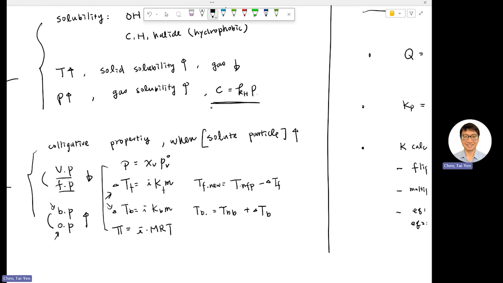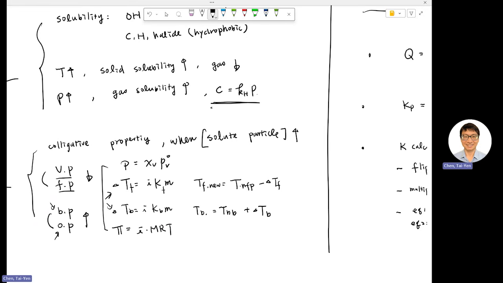The very last one we talk about in chapter 10 is colligative properties. When the effective solute concentration increases, the vapor pressure and freezing point will decrease. The boiling point and osmotic pressure will increase. You should remember all these equations. One type of question you're going to see is, if I give certain concentrations of certain solutes, which one is going to have the highest or lowest vapor pressure, boiling point, freezing point, or osmotic pressure?